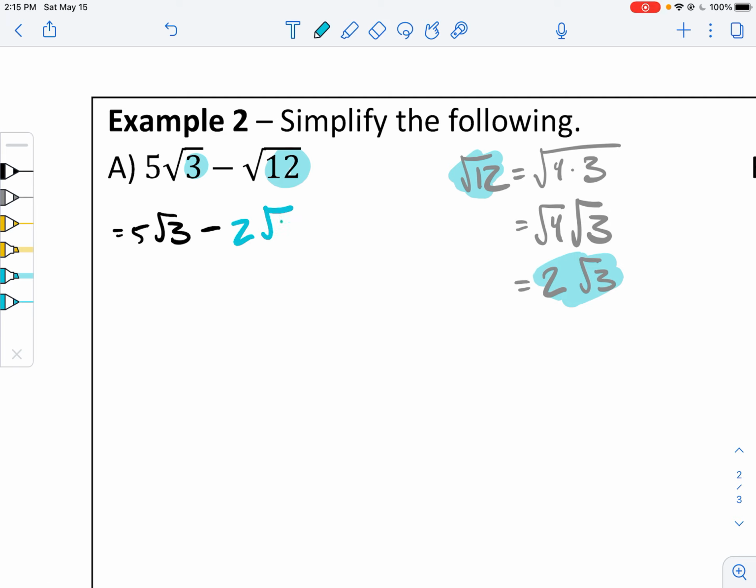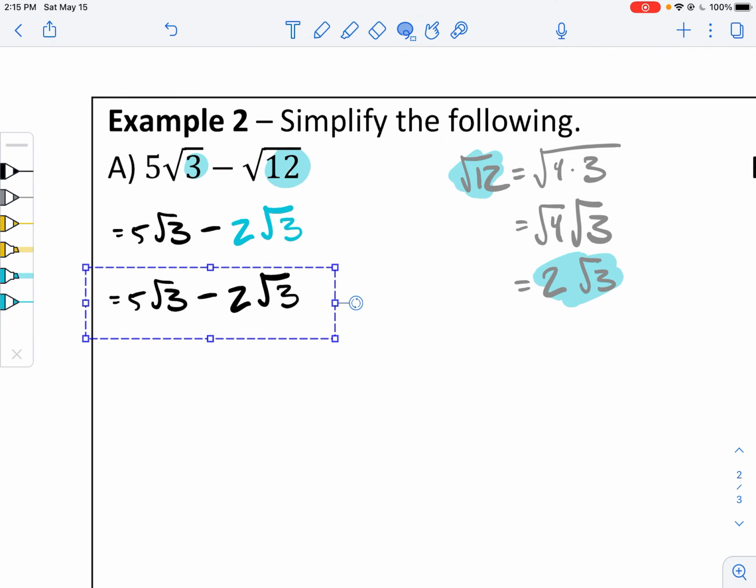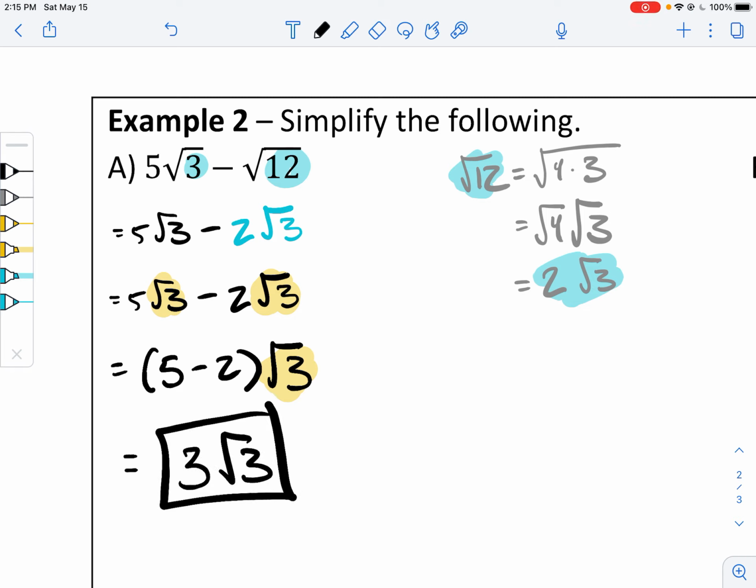That was really messy. And now we're sitting in a good position because we have two like radicals, rad 3 and rad 3. So we can pull a rad 3 out from both of them. We have 5 minus 2 rad 3's. 5 minus 2 is 3, so that gives us 3 times the square root of 3. How cute is that? So cute.